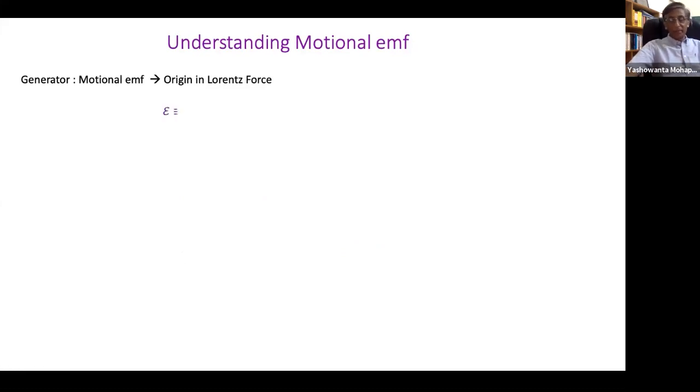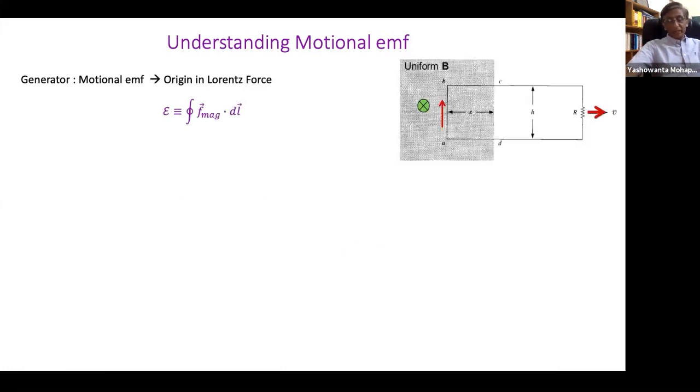Let's do it in several steps. Of course, EMF is the integral of F mag per unit charge dot dl, and let's say this is the situation that we're familiar with. A uniform magnetic field, let's say going in, and there is a circuit with some appliance, which could be a heater or a bulb. There is a relative displacement with respect to the magnetic field, and hence there is a change. We know you have done such problems.